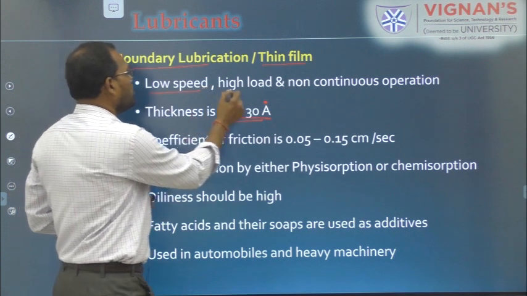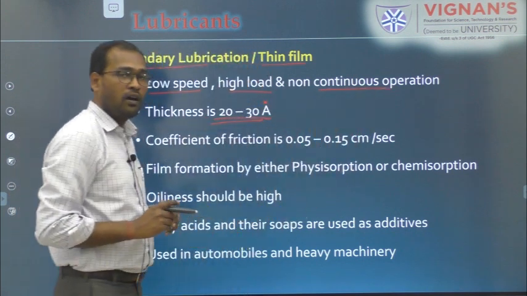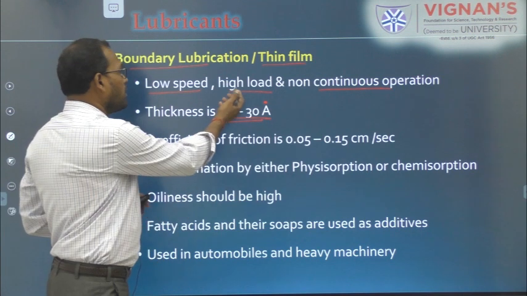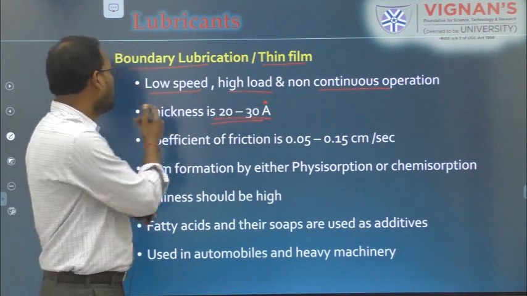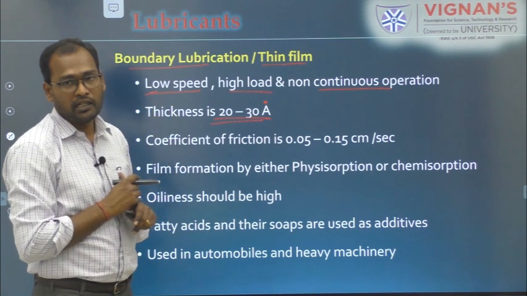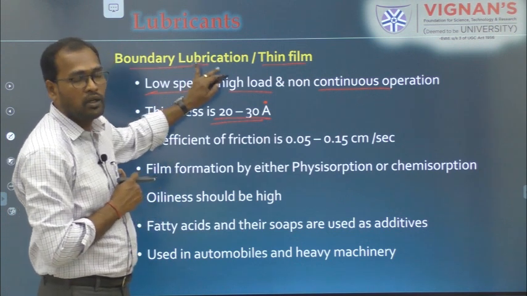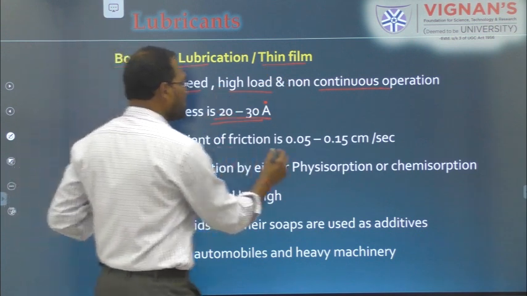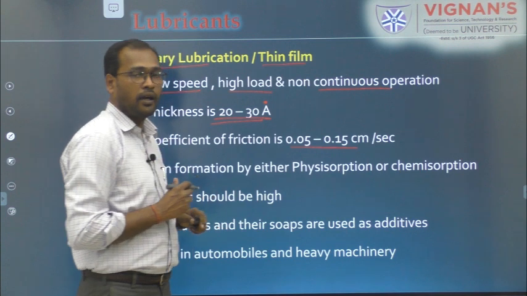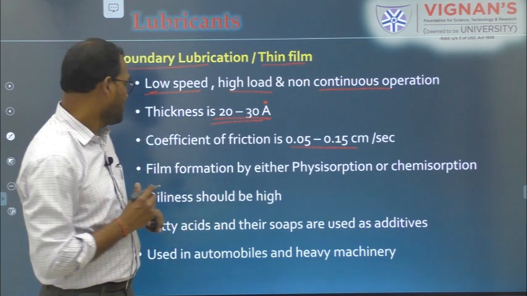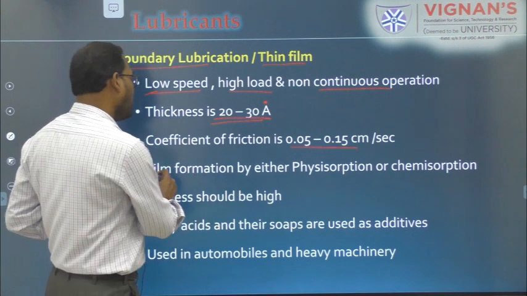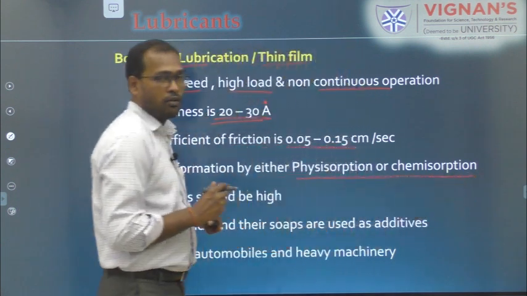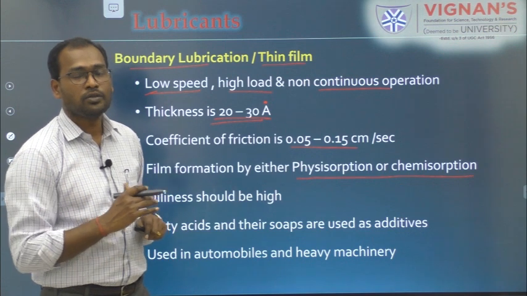And it is for a non-continuous operation. You cannot use it continuously, and it is for high load systems as well as for low speed materials. This boundary lubrication or thin film mechanism is applied, and here if you can see, the coefficient is slightly higher compared to your thin films and thick films, and the film formation is either by physisorption or chemisorption, right? It is just a physisorption or chemisorption.